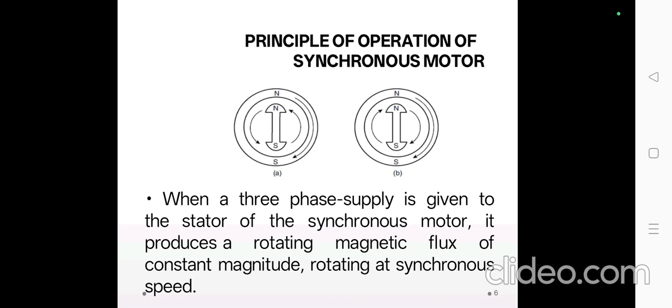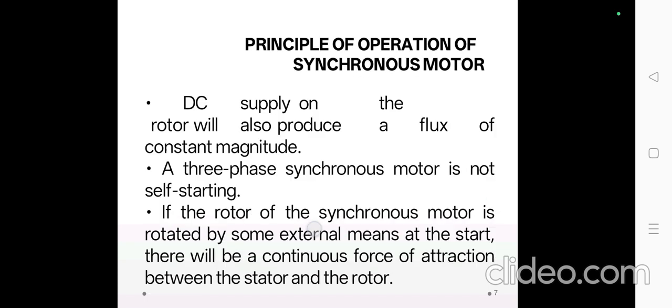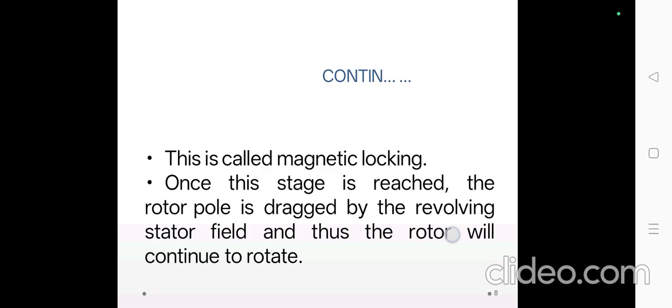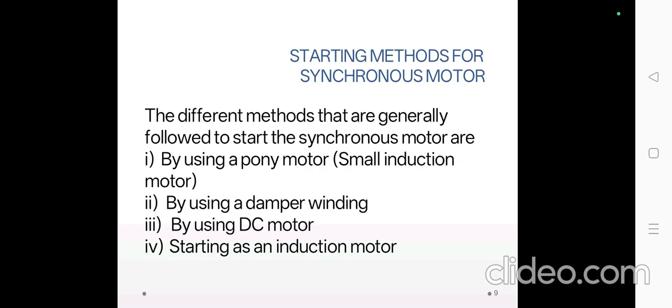Next one is the methods for starting the synchronous motor. Actually, the synchronous motor is not self-starting, so some methods will be used to start the motor. There are four methods we are having. First one is using a pony motor, that means a small induction motor. Next one is using damper winding. Next one is using a DC motor. Next one is starting as an induction motor.